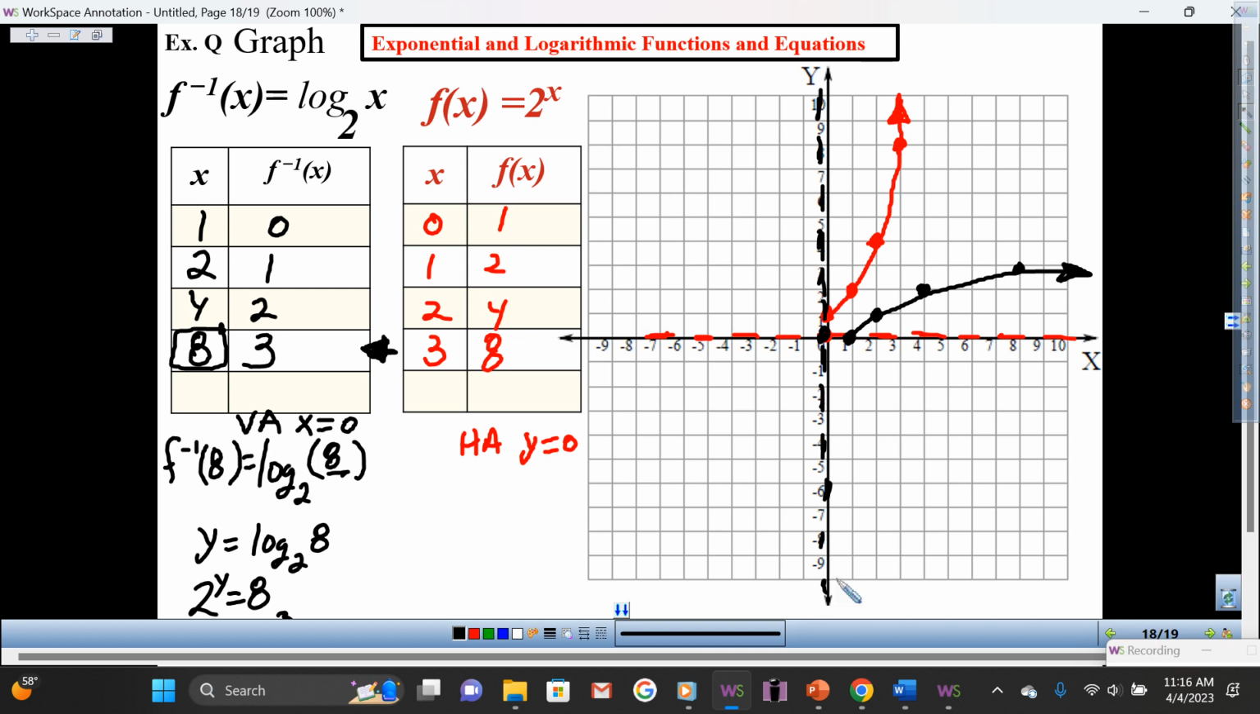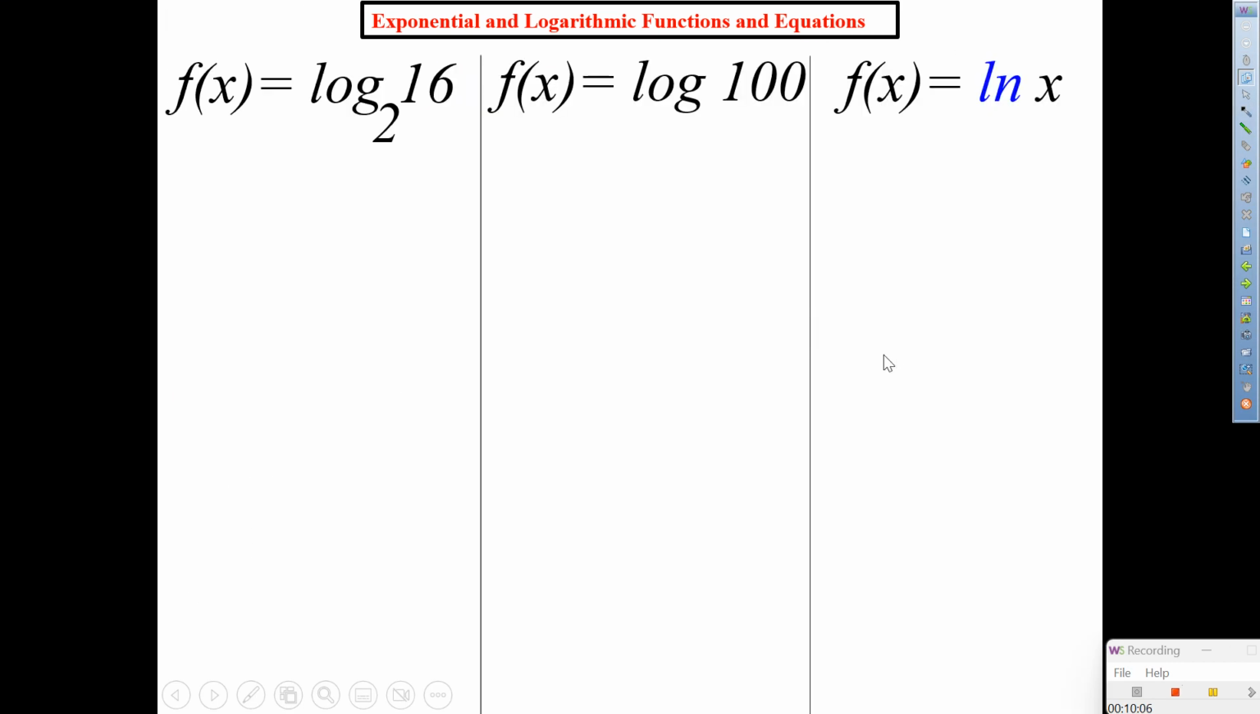Well, I just wanted to show you where it comes from to make sure you understand that the logs are inverses of exponential. Did that make it clear, or do we need another one? Caleb, do we need another one or we're good? We need another one? Okay. All right, before we get to the other ones, copy these, please. Underneath that, f of x equals log base 2 of x, f of x equals log x, and f of x equals ln x.